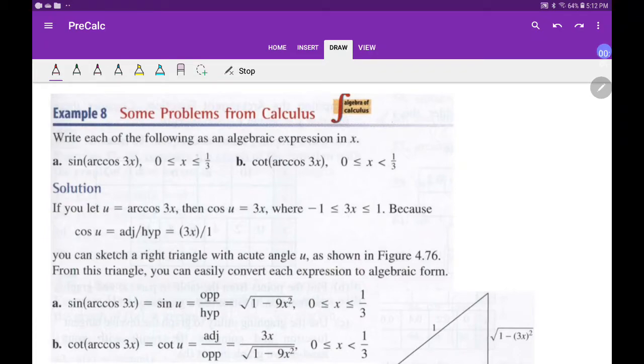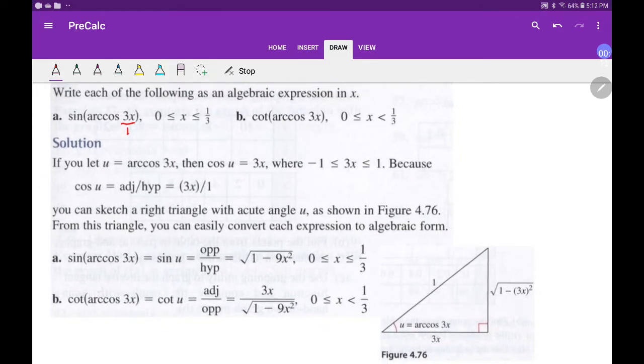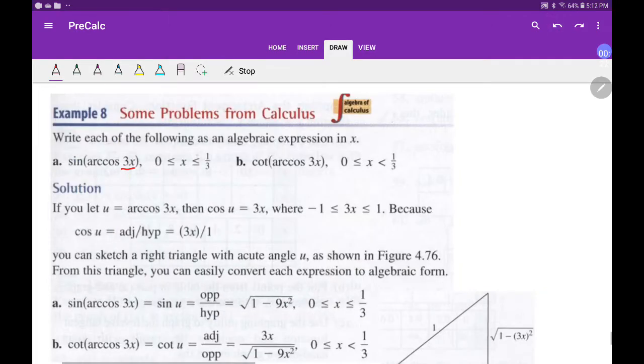So we're thinking about this again, and we're thinking about 3x. We're thinking 3x over 1. And if you look down here, here's the adjacent side 3x, and here's the hypotenuse 1. And then we can find the opposite side if we need to, okay? So that part we're used to.